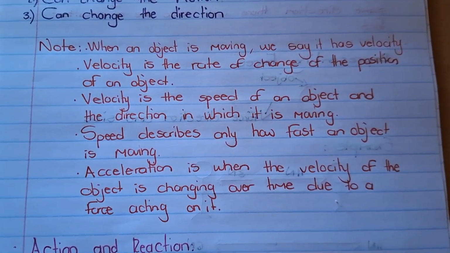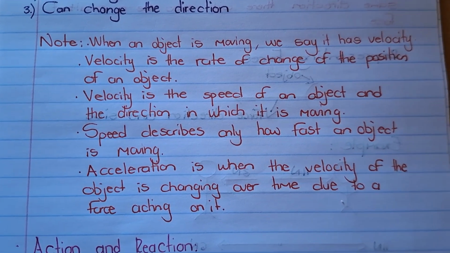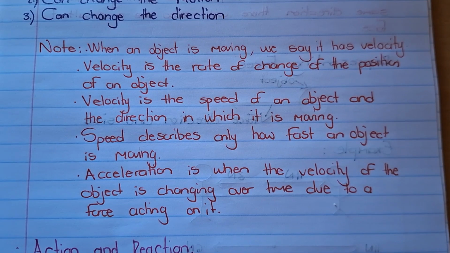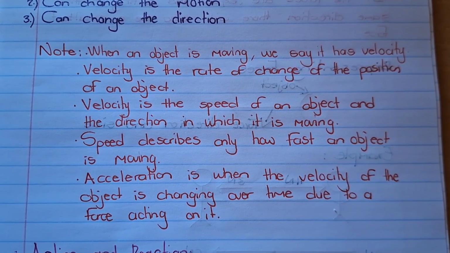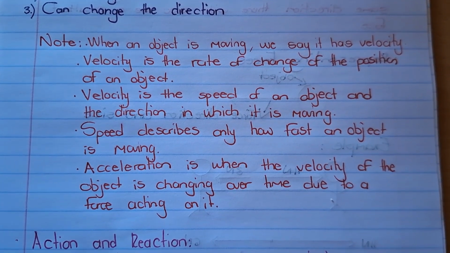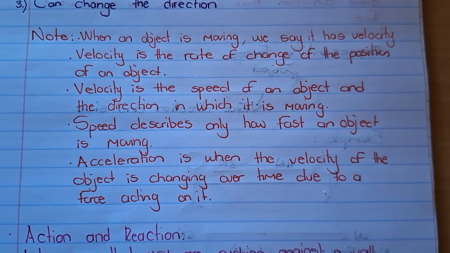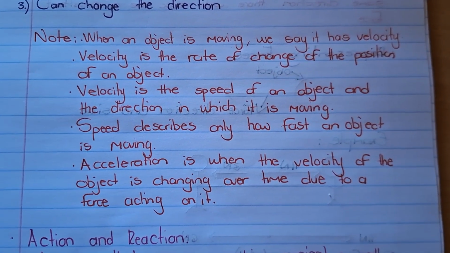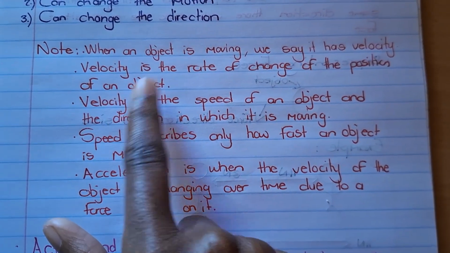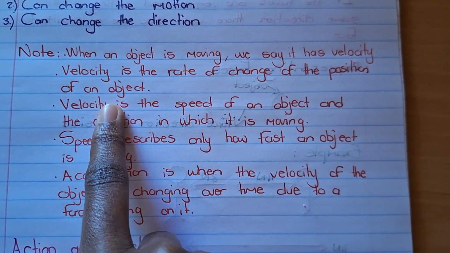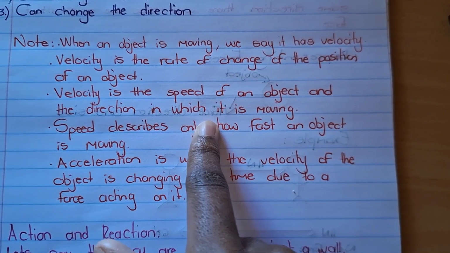Just to note, this is going to be more detailed in grade 10 physics. It says when an object is moving, we say it has velocity. This is when a lot of learners get confused with speed and velocity, because in physics we deal mainly with velocity. There are many formulas of velocity. If I can find them, I'll show you, but we mainly deal with velocity. So what is velocity? Velocity is the rate of change of the position of an object. And velocity is the speed of an object and the direction in which it is moving.